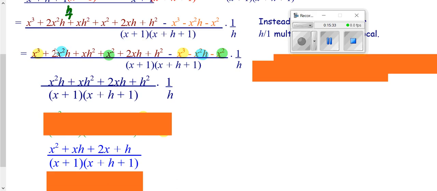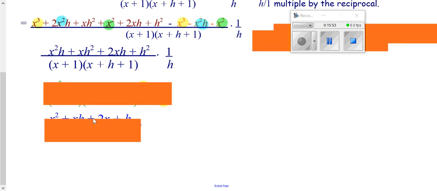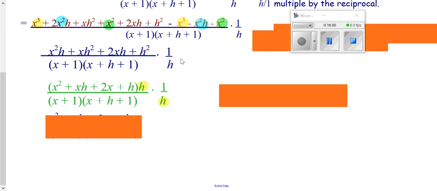Sorry about that. My highlighted blue things I did not have right. This is an x squared h, this is an x squared h, so it gives us one of those x squared h's. Bring down this one here, bring down this one here, bring down this one here. You'll notice at this point we have an h that's a common factor on the top, so we could pull an h out of everything. Then we have h times the bottom, h times the top. These h's would drop, leaving us with what's in the parentheses on the top over what's on the bottom.